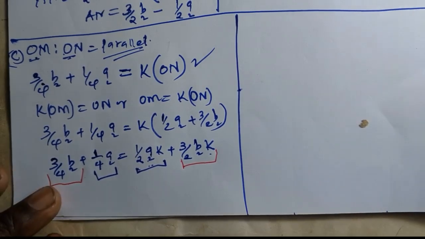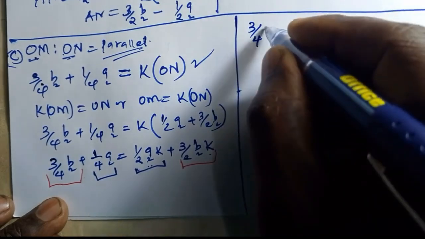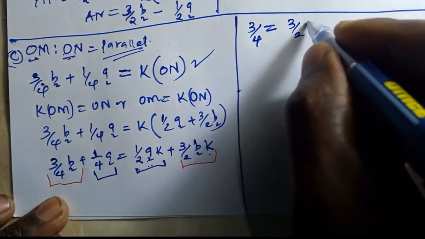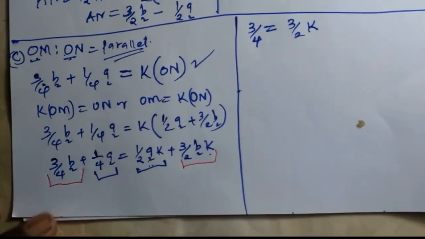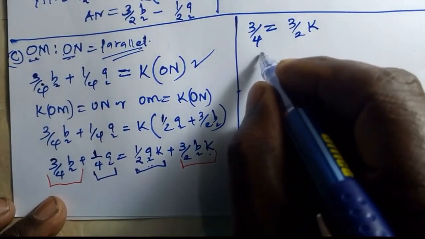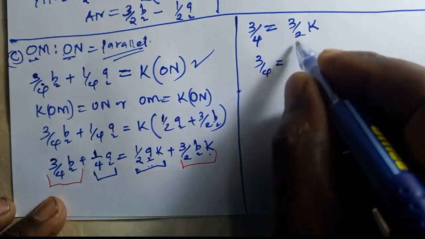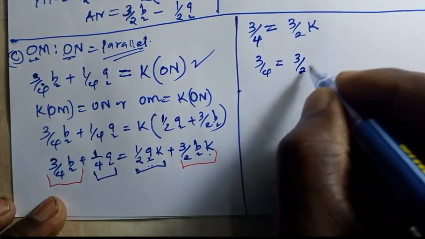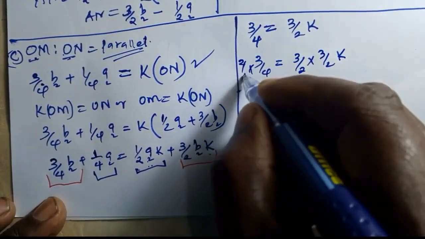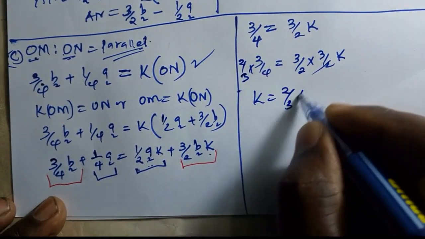So that's why we are going to say now that 3 over 4B, when we ignore B, will be equal to 3 over 2k. Now that one is going to give us the value of k. So 3 over 4 is equal to 3 over 2k, times the reciprocal 2 over 3. So k is equal to 2 over 3 times 3 over 4.